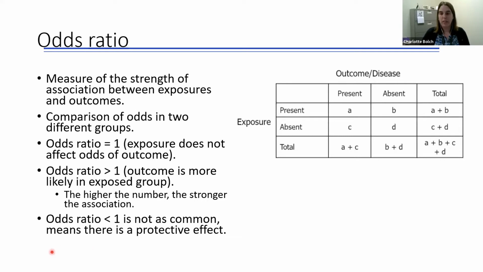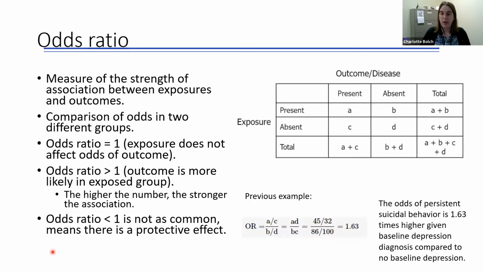We can actually calculate the odds ratio from the previous slide. We take the odds of cases divided by the odds of non-cases. From the previous example, that's 45 divided by 32 over 86 divided by 100, which equals 1.63. We usually interpret this as the odds of persistent suicidal behavior being 1.63 times higher given a baseline depression diagnosis compared to no baseline depression.